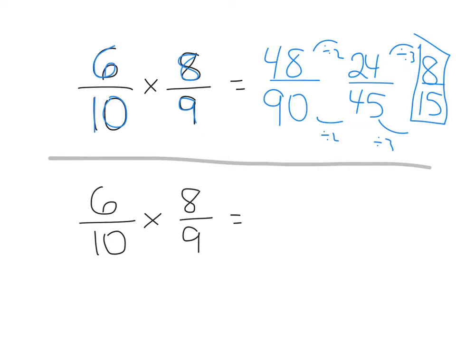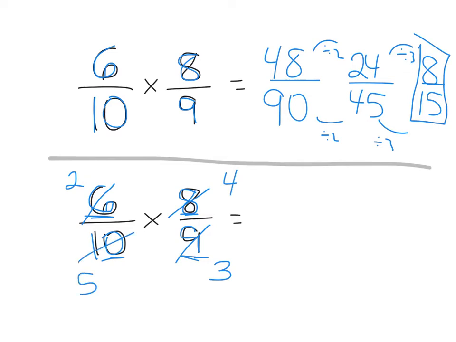So now I'm looking here at the 6 and the 9, and that's one numerator and one denominator, and they can both be divided by 3. So 6 divided by 3 is 2. 9 divided by 3 is 3. And now I see this 8 and this 10, that's one numerator and one denominator, and they can be divided by 2. So 8 divided by 2 is 4, and 10 divided by 2 is 5.